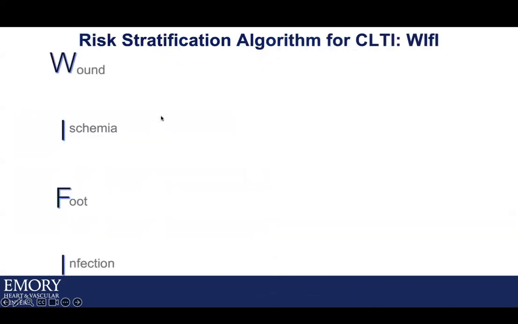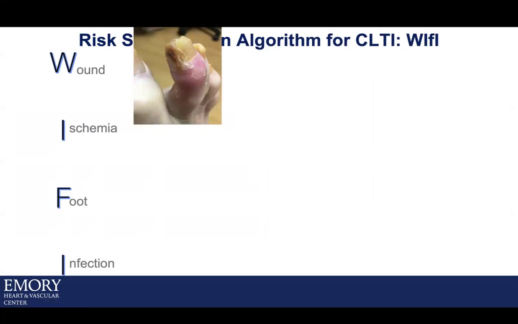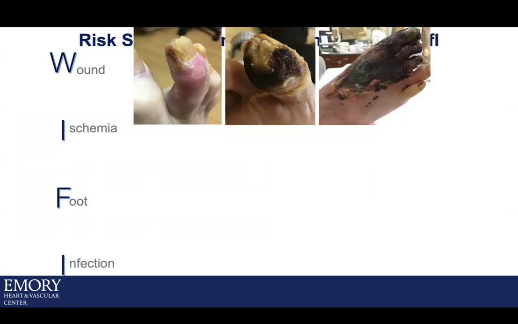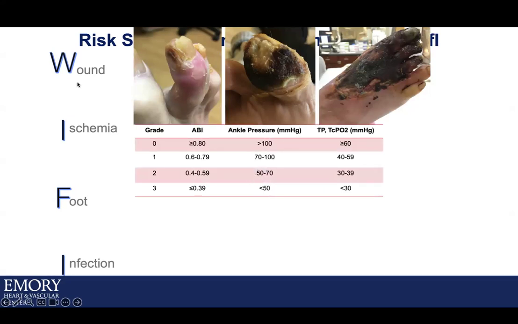Going back to the Wi-Fi score, which we've talked about last time, there are 4 clinical stages. And this score correlates with the risk of major amputation and time to wound healing. The first component is wound, and the wound is from 0 to 3: no wound or no ulcer, superficial ulcer, deep but limited to the foot, to the toes, and deep and extensive to the foot. And then the second is the ischemia.